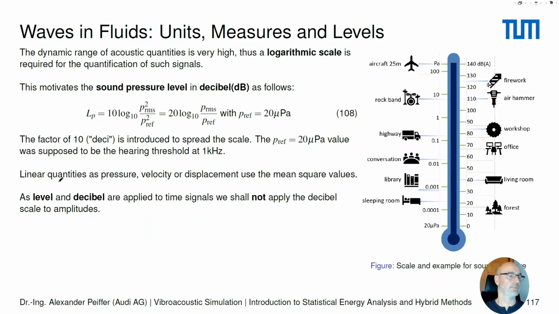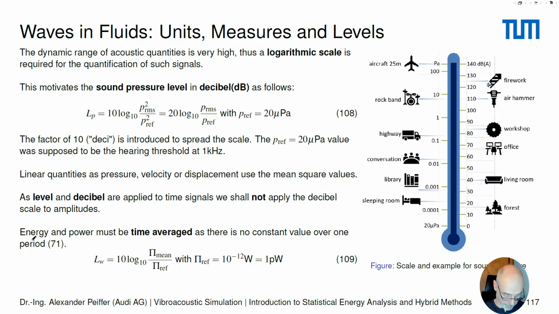Also very important to understand that linear quantities like pressure, velocity, displacement always use the mean square values. And all the levels and all the decibel values always apply to the mean square value. It's always an average value over time. So please, just from my experience, don't use this for amplitudes. It doesn't make any sense, because it always leads to confusion. The decibel is always related to a root mean square value, and this is an important thing to know.